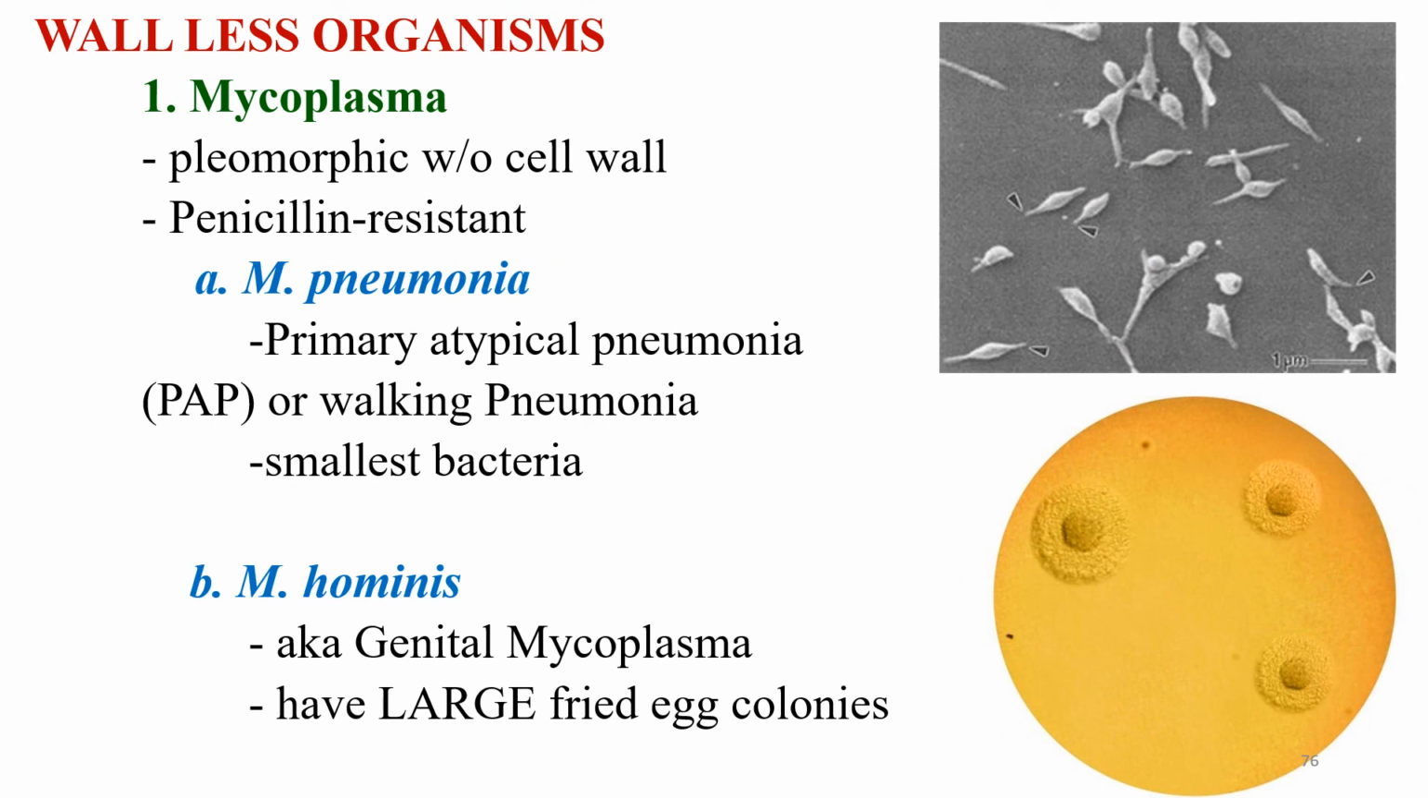Mycoplasma is a genus of bacteria that lack a cell wall around their cell membranes. This characteristic makes them naturally resistant to antibiotics that target cell wall synthesis, like the beta-lactam antibiotics. They can be parasitic or saprotrophic.